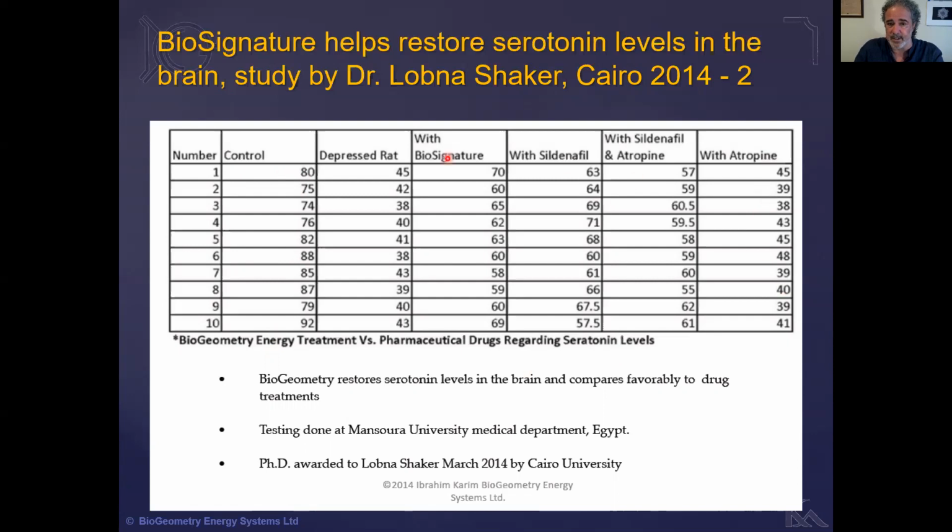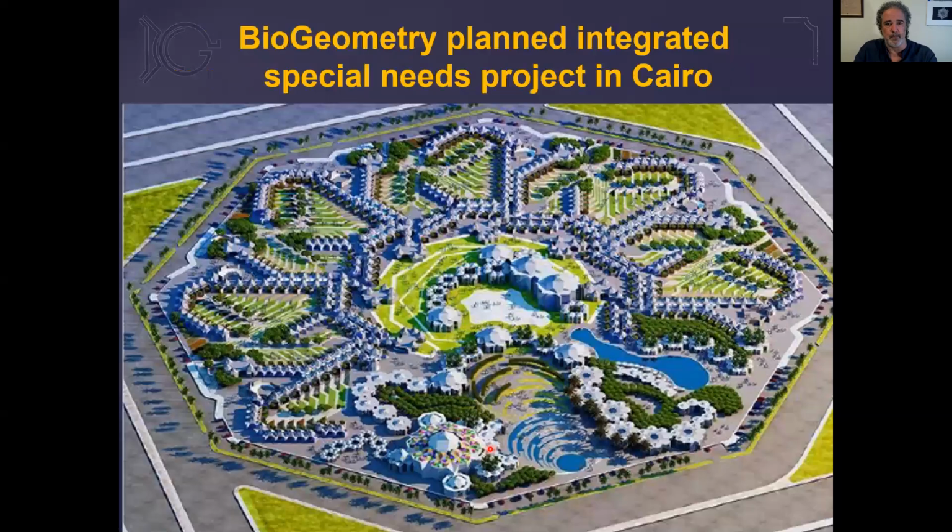But now look at this table, which is the most important. This one is of the stressed rats with only a biosignature. And you can see that the levels compare quite favorably with the pharmaceuticals and also with the control. But let's please remember here that we're talking about simply having a shape outside the cage. No substances were administered, nothing. Again, a very dramatic testimony to the power of biogeometry. In fact, Dr. Shaker got her PhD on this experiment.